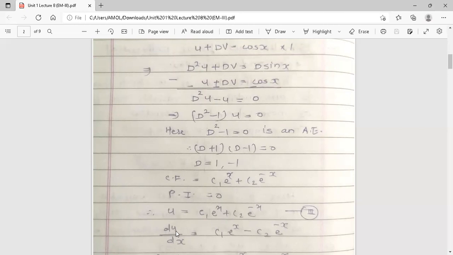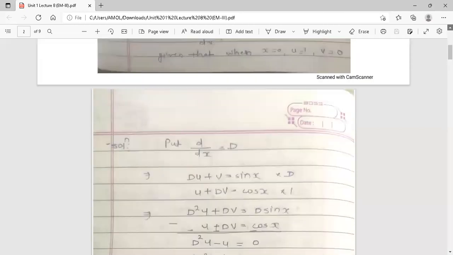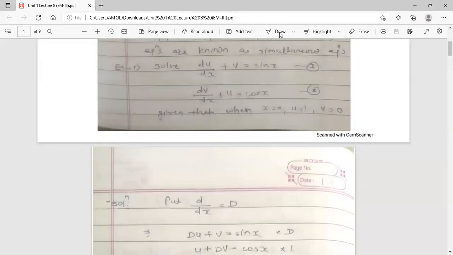You will get the derivative du by dx. Why are we differentiating? Because we want the value of v. We are solving the system of simultaneous differential equations, which means our aim is to find the values of the dependent variables. Here the dependent variables are u and v. So our aim is to find the values of u and v, and they will be in terms of x, because x is the independent variable here.